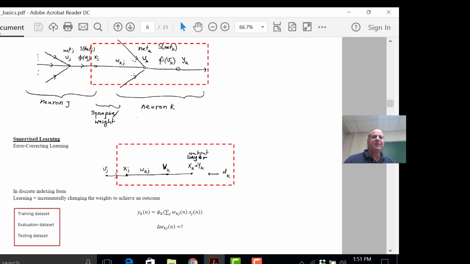So let me see if I can have... Is this display good for you guys, or should I try to get the other one? Is this better? Is it clear? Okay. It's easier for me too.